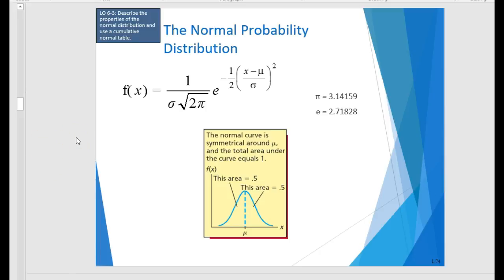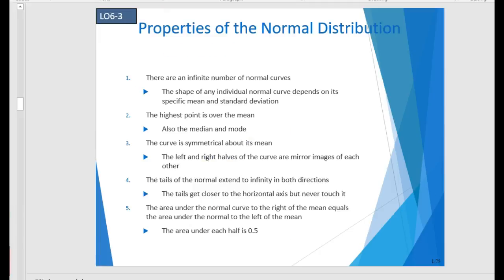Everybody sort of has some prior experience with the normal curve, but we'll go ahead and get to it. Probabilities of the normal curve. There are an infinite number of normal curves. The shape of any individual normal curve depends on its specific mean and standard deviation. Okay, so when we work with the standard normal curve, it assumes that the mean is 0 and that the standard deviation is 1. So that's why we use z-values.